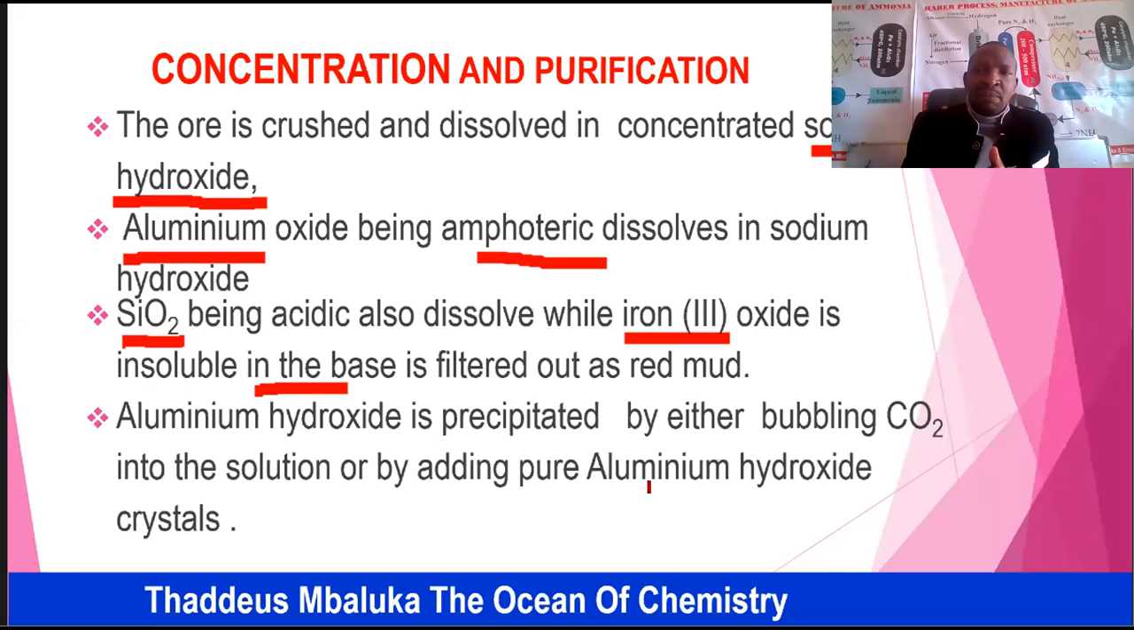Add pure aluminium hydroxide crystals. Their role is to precipitate aluminium hydroxide. Once you have the aluminium hydroxide, you heat it, you roast it at a temperature of 1000 degrees Celsius to decompose it to aluminium oxide plus water. A temperature of 1000 degrees Celsius is a very high temperature. So this high temperature will be able to remove the water component present in aluminium hydroxide to form aluminium oxide.